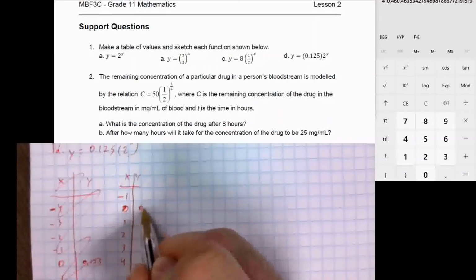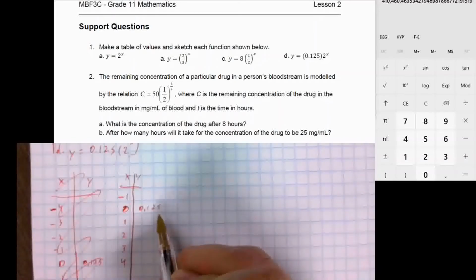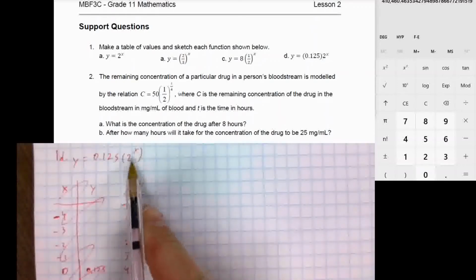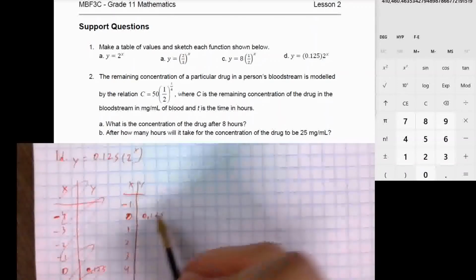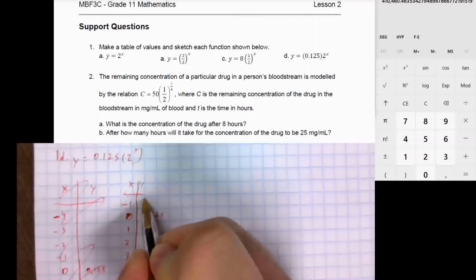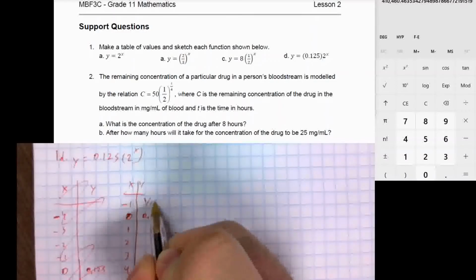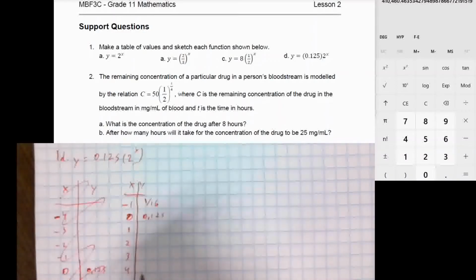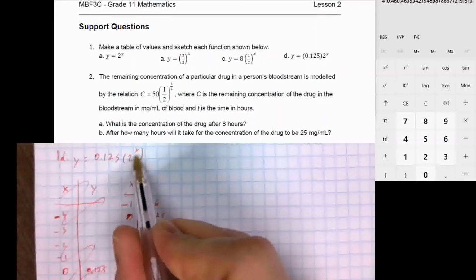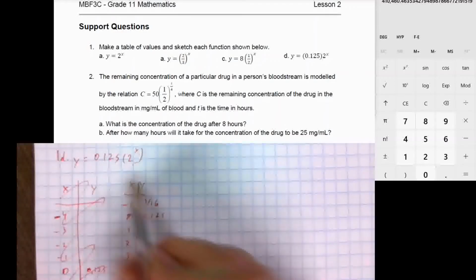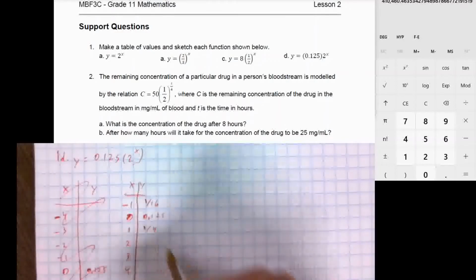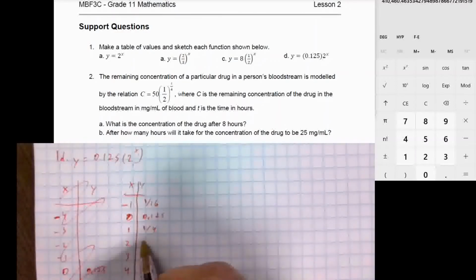So at 0, I'm at 0.125. At -1, I have 1 over 2 here, so this becomes, well, this is actually 1 over 16 now. When this is a 1, I have 2 times that. I end up with 1 over 4, or 0.25. And then I'm just multiplying by 2 each time, so 1/2, 1, and 2.